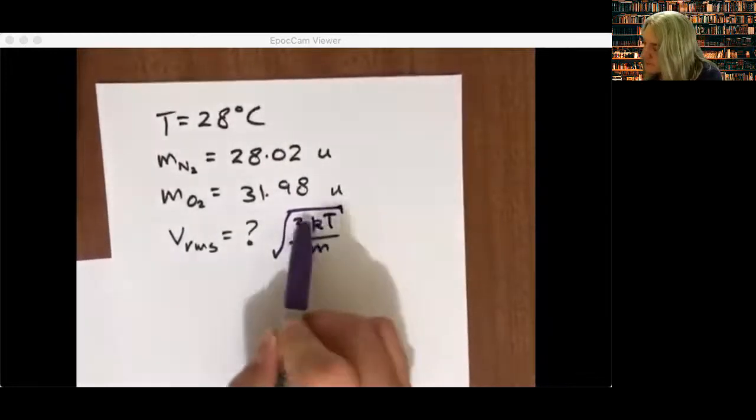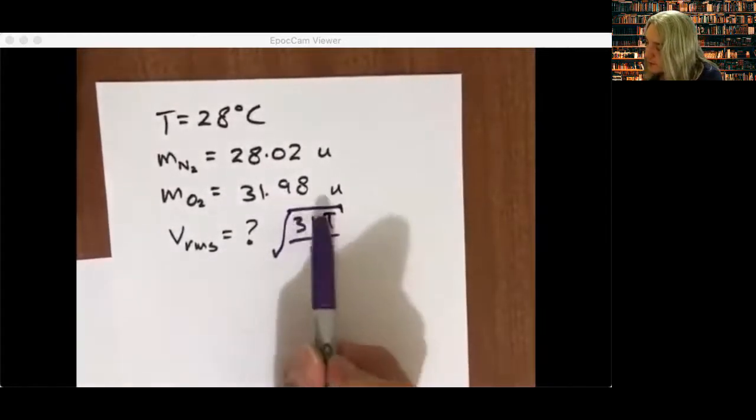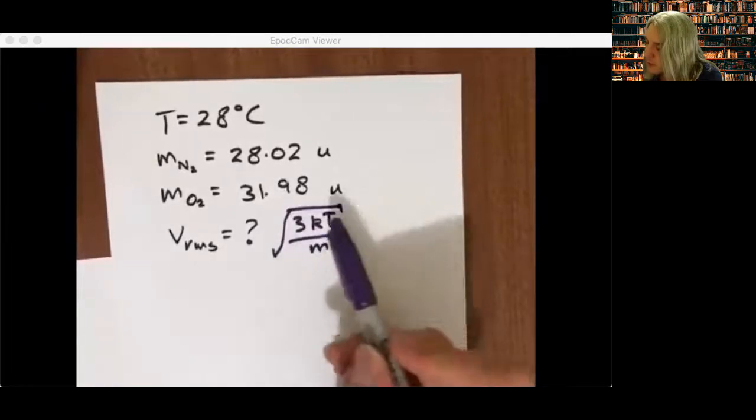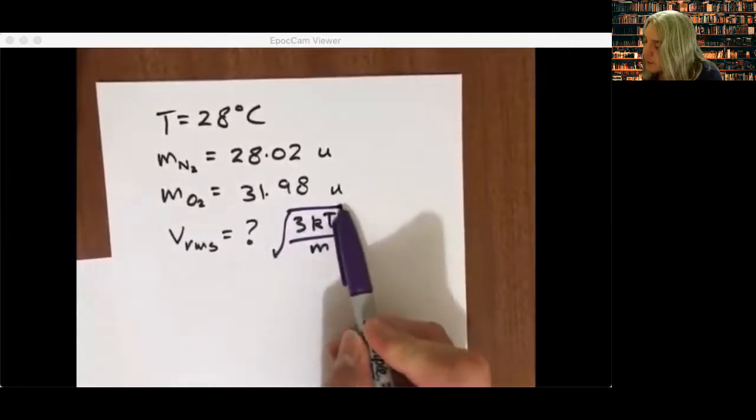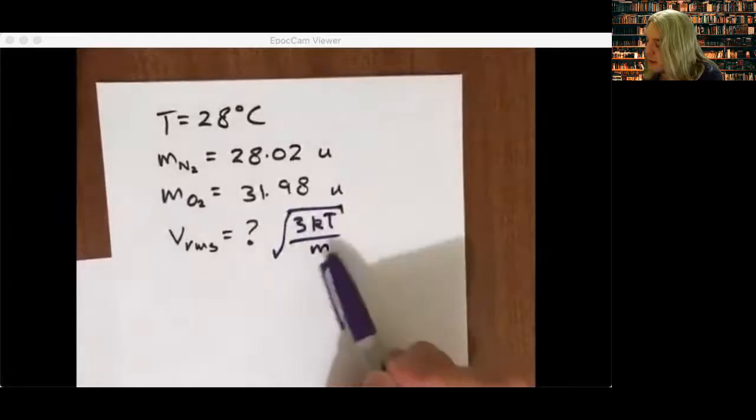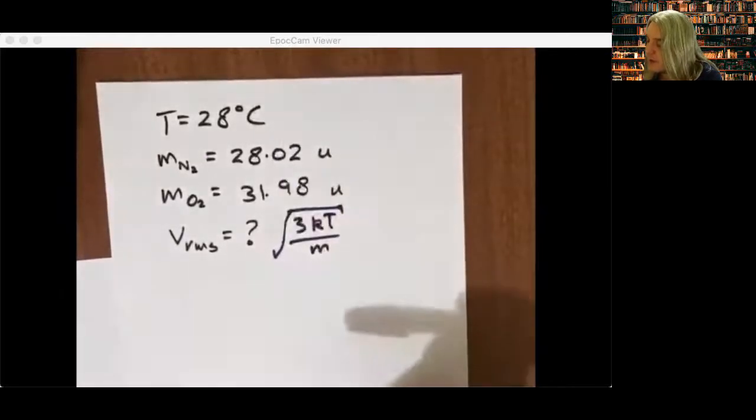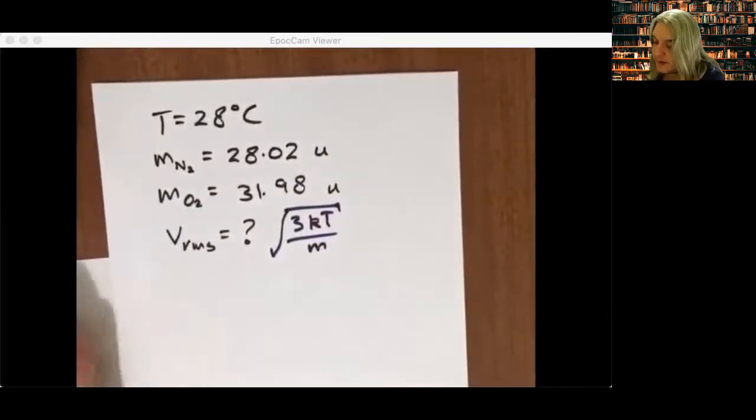So that's fine. 3 is just a constant, a number. k is a constant, Boltzmann's constant. T is the temperature, and we've been given the temperature, and m is the mass, and we've been given the 2 masses. So it's just a matter of using that equation twice, once for each particle.